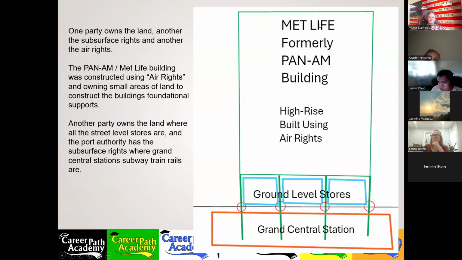Here's a drawing that I made of the MetLife building, formerly the Pan Am building. Anybody know what Pan Am is? It used to be the largest airline in the world. It no longer exists, but it used to be the largest airline in the world. And that building above Grand Central Station was Pan Am's building. They made it their headquarters. They even have a helicopter landing pad on the roof. That's mostly why they wanted to build it there.